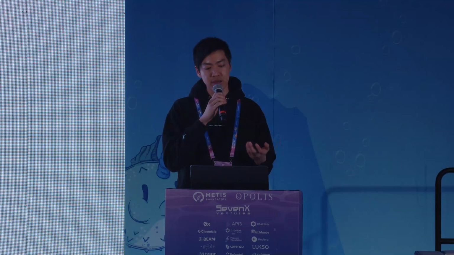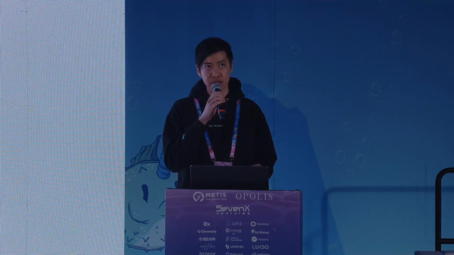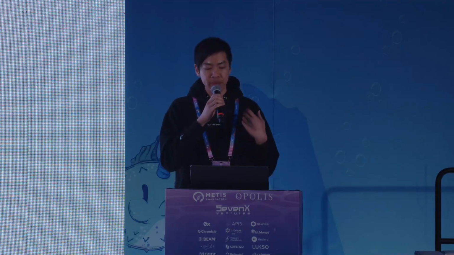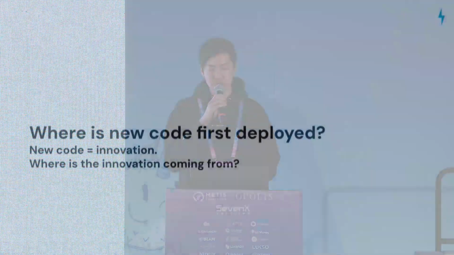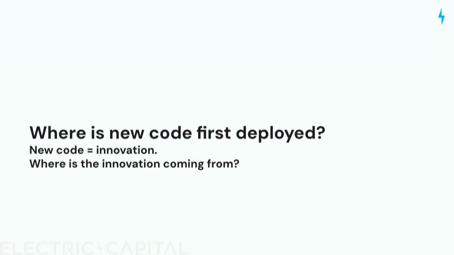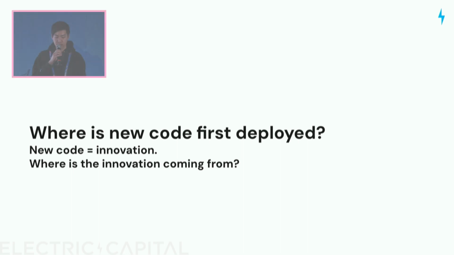To start off and to frame the reason why we care about smart contract genealogy, the main goal is to try and answer the question, where is new code first deployed? We view new code as a form of innovation, and we're really trying to answer the question, where is the innovation coming from?